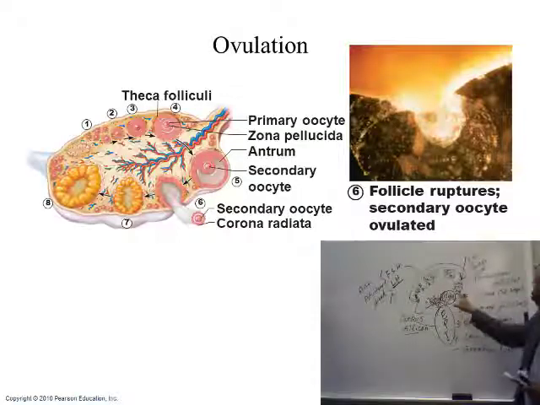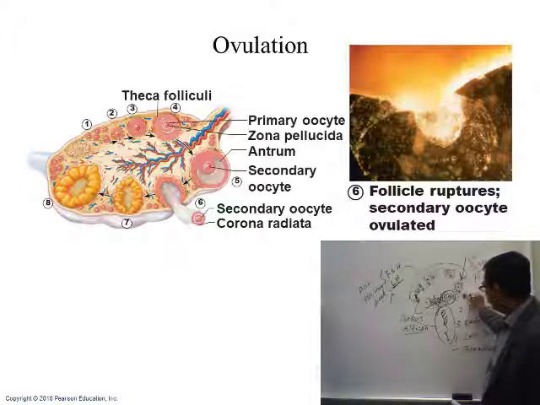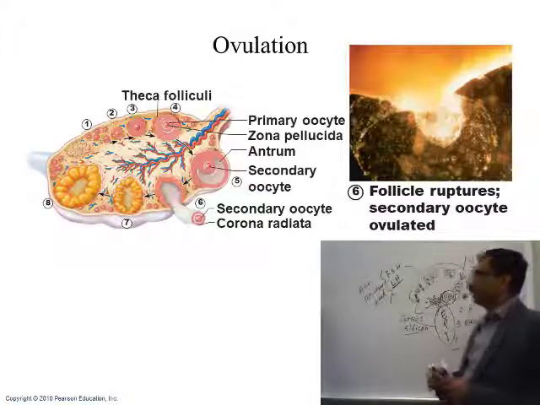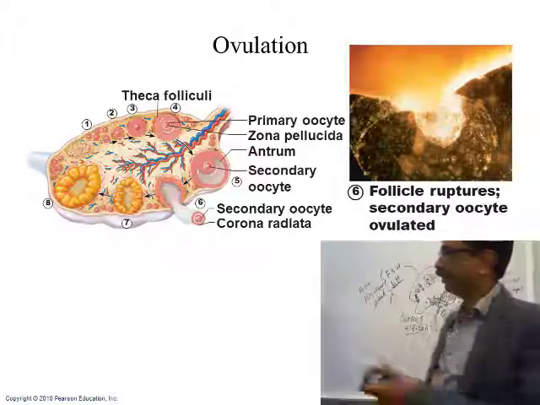When the egg is released here from the Graafian follicle, this is the egg, and around the egg some cells of the follicle also get out. So these cells, just attached to the outside of the egg or ovum, are called the corona radiata, like this. So the ovum and some follicular cells come out during ovulation.